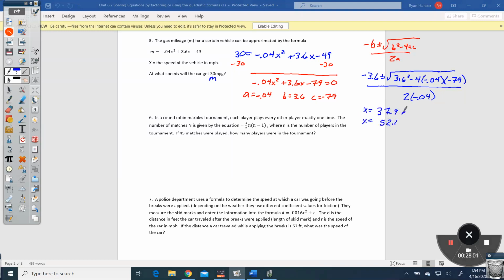So if this person is going that many miles per hour, they're going to get 30 miles per gallon. Of course, 52.1 is the better option because you're going to go further for your amount of gas. They both get 30 miles per gallon, but this one you're going to cover a lot more country. So of course that'd be the better option, but you're supposed to put both of them. So you'll put both of those for your answer. So there'll be two answers on that.